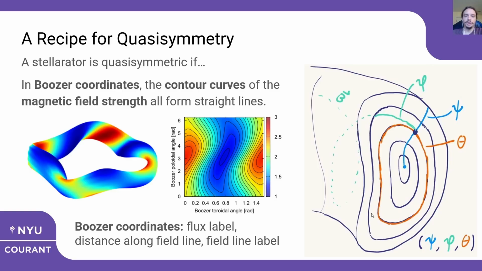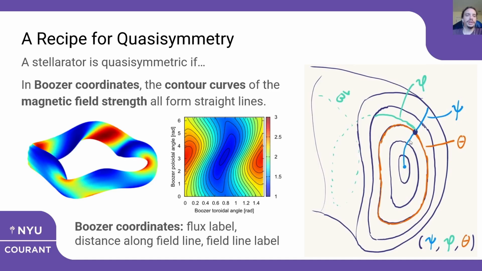So if you've taken multivariable calculus, you might remember the difference between rectangular coordinates, cylindrical coordinates, and spherical coordinates. Boozer coordinates are another option. You get them once you have a magnetic field. What are our three coordinates? Our first coordinate here is called psi. It's this blue coordinate here. And psi tells you which of the flux surfaces you're on.